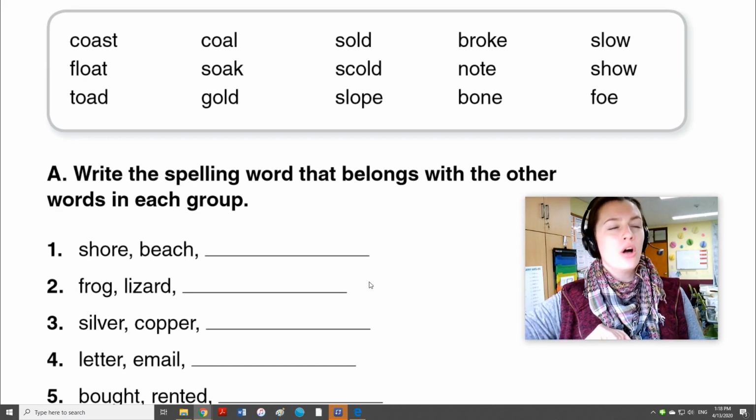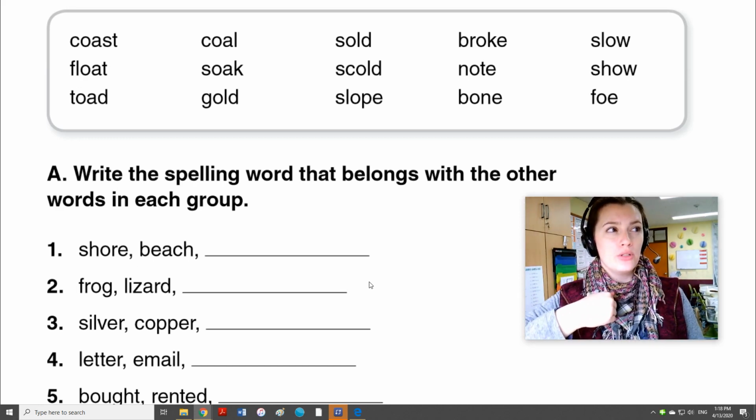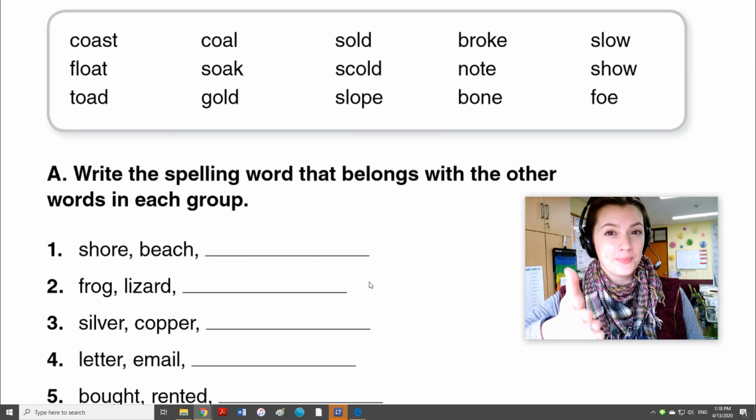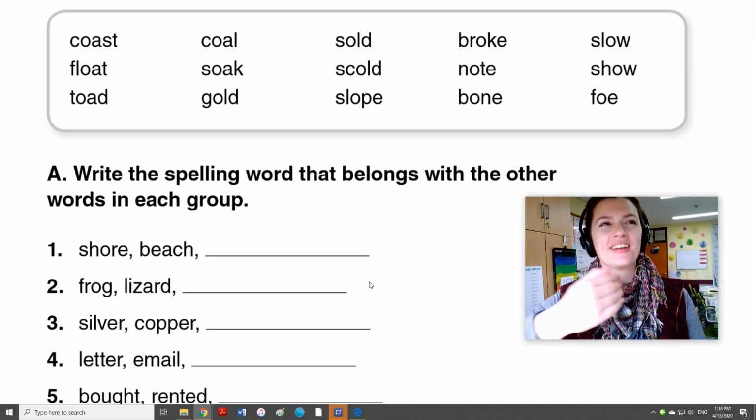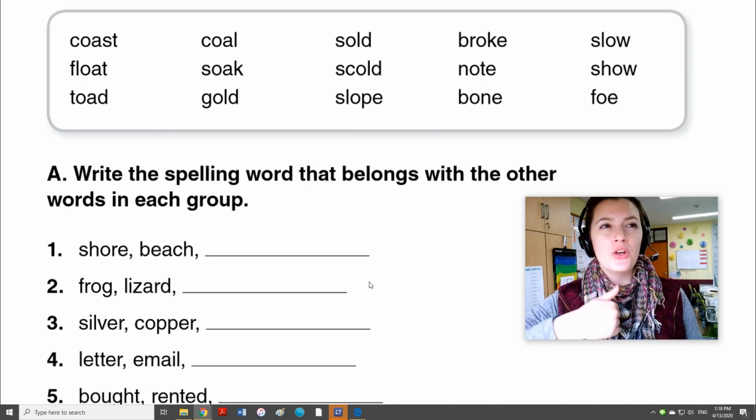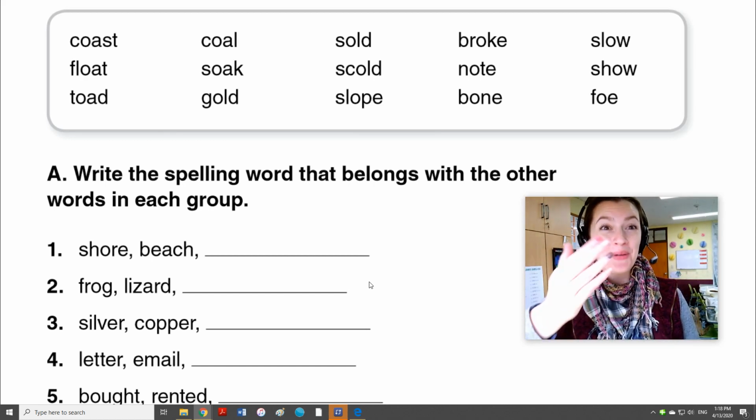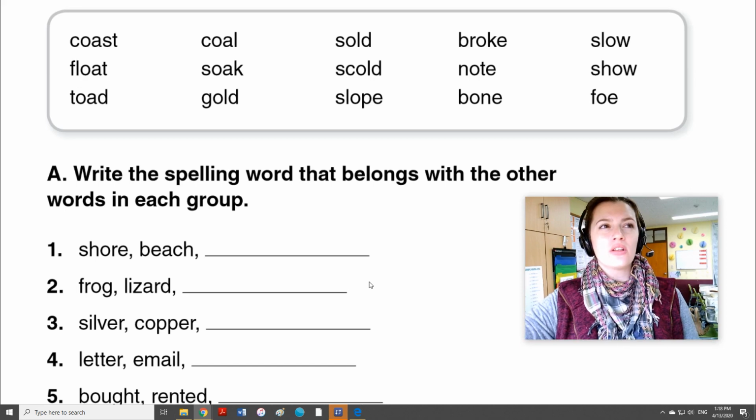Number 1, coast, float, toad, coal, soak, gold, sold, scold, slope, almost there, broke, note, bone, slow, show, one more, foe. Okay, all of these sounds are the long O sound.